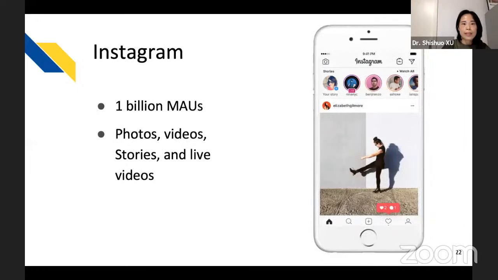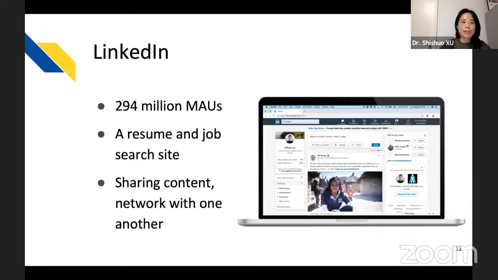Another one is Instagram. It's a photo sharing social media site. It allows users to share a wide range of photos, videos, and stories. LinkedIn is well known for job search. However, it has become a place for businesses to establish their thought leadership in their industry and attract talents to their company.